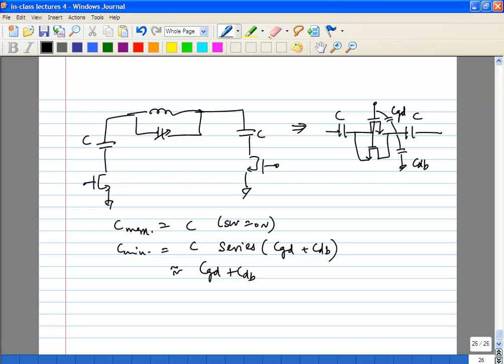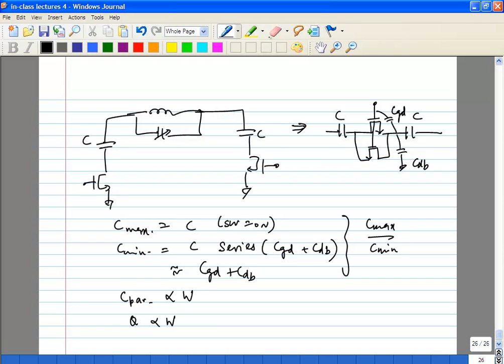Now this discrete tuning also has a certain Cmax by Cmin, and you want to maximize this just like you did for a varactor. That will also maximize your tuning range. So if you take your CGD and CDB, they are going to be proportional to width. As your width increases, your CDB and CGD are going to increase. However, the Q is also going to be proportional to the width.